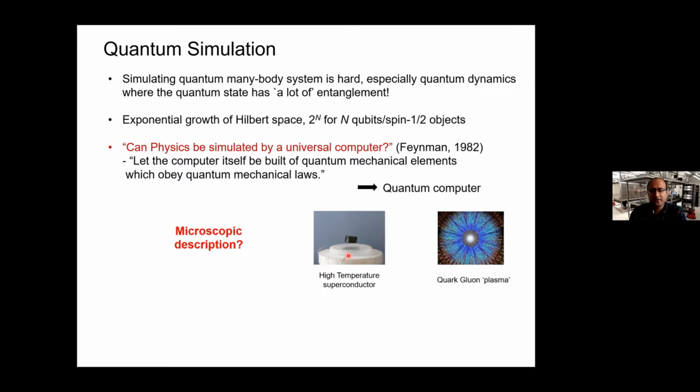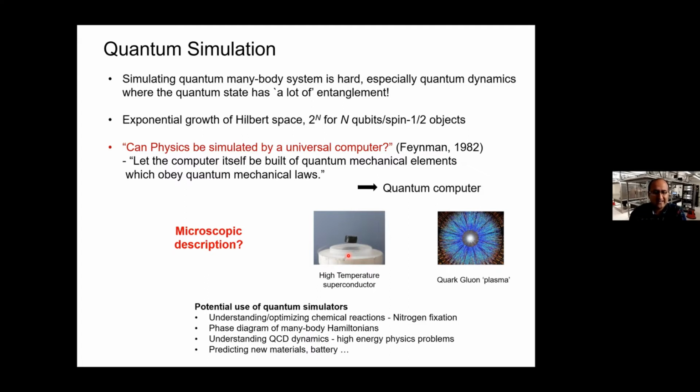So a quantum simulator is essentially a well-controlled experimental quantum system that you can use to get some of these answers. Exactly what is the killer application for a quantum simulation? People are still debating, and this is itself a hot field of research. But I have listed a few that are often talked about. For example, understanding and optimizing chemical reactions. We heard about some of that in the previous talk.